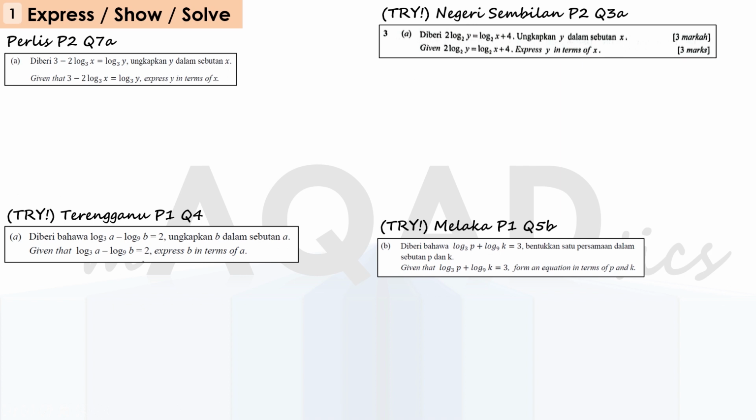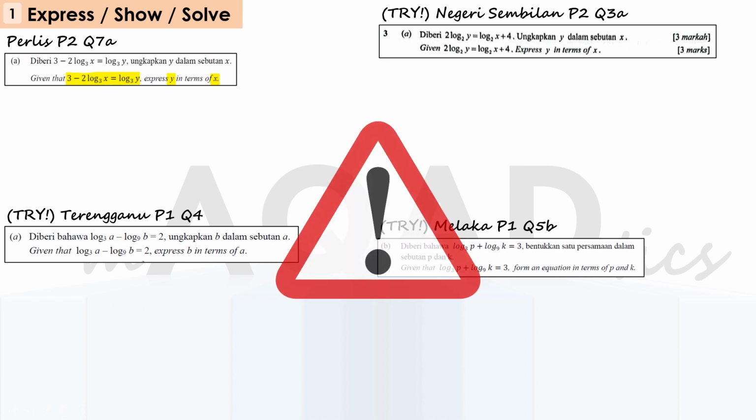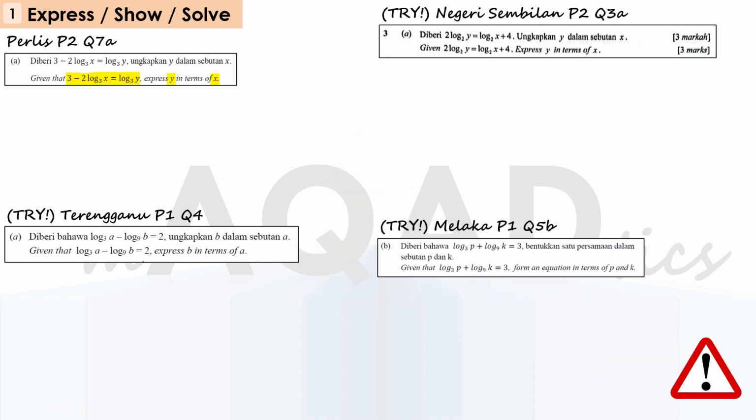The first few questions here ask us the same thing. We are given the log equation, and it tells us to express something in terms of something. So here we can use the 3 main step method. The first step is to change the base, but here we can see that the base is the same, so we can skip the first step. Now what we can do is move those with log to the left side, those without log to the right.